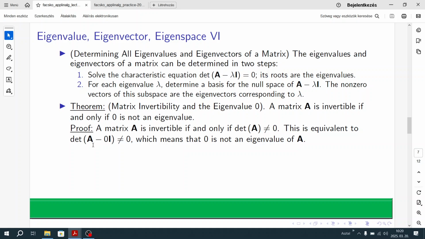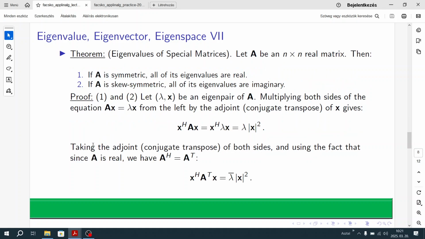A matrix is invertible if there is no zero eigenvalue of the matrix. If you recall this, the determinant of a matrix is the product of the eigenvalues. If there is one zero, then the determinant is 0. If the determinant is 0, then the matrix is not invertible. Okay? Yes. Okay.